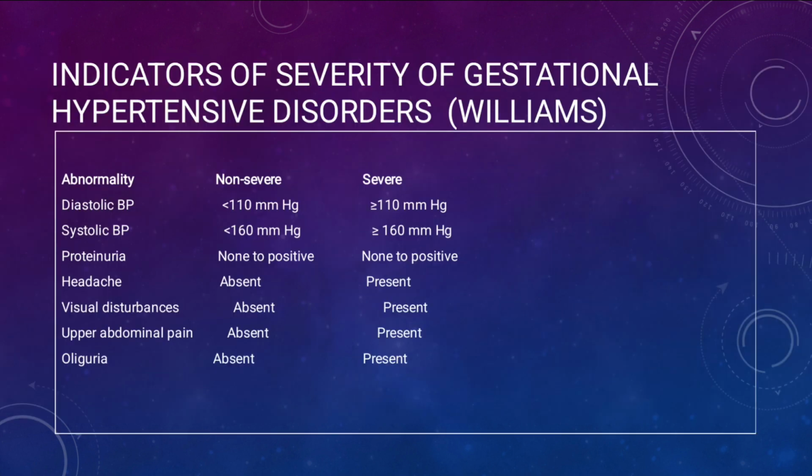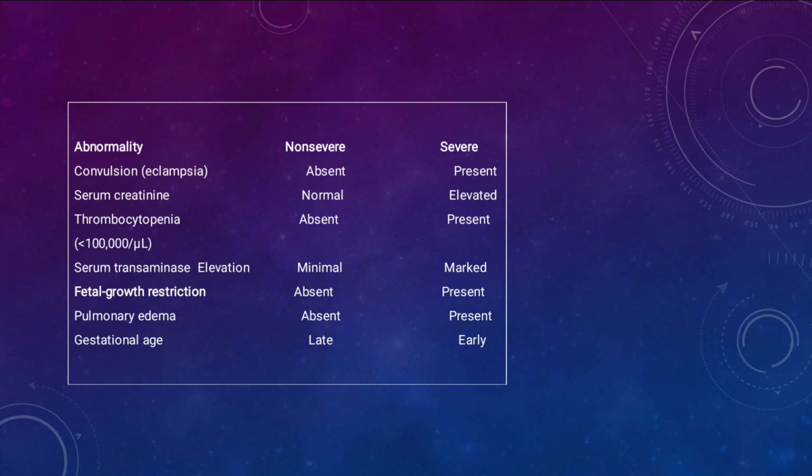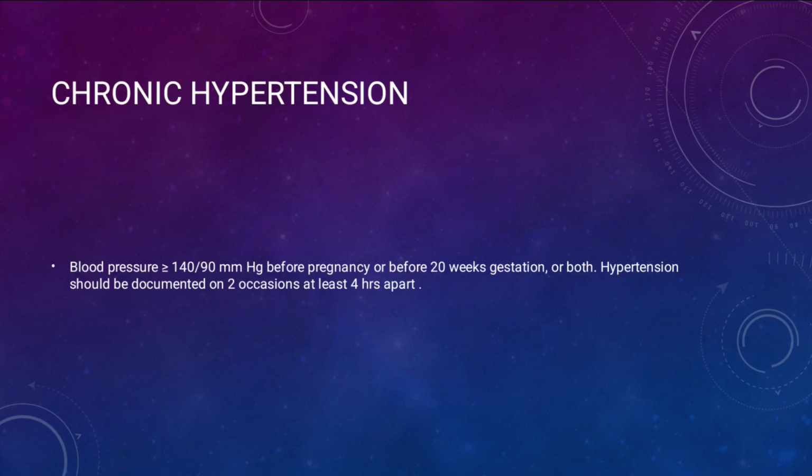Indicators of severity: there will be non-severe and severe. Systolic BP less than 160, more than 160; diastolic BP less than 110, more than 110; proteinuria; headache, visual disturbance, upper abdominal pain, oliguria, if present, is severe; convulsion, serum creatinine, thrombocytopenia, serum transaminase level, fetal growth restriction, pulmonary edema, and gestational age. Early gestational age is more dangerous.